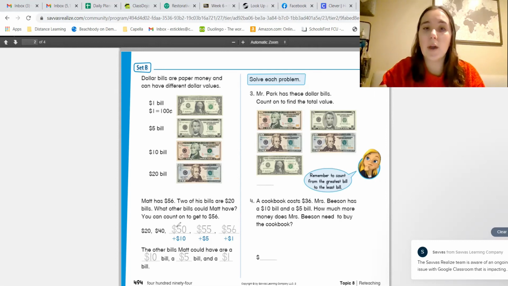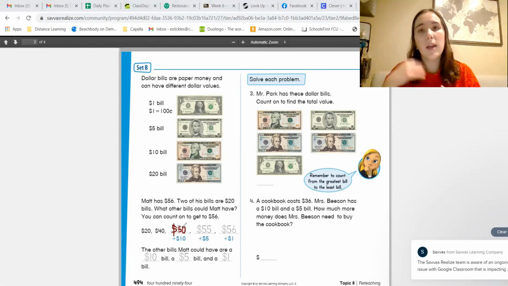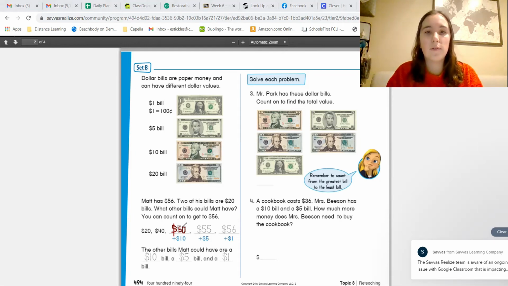So let's see what happens when we add a $10 bill. Well, if I add 40 plus 10, I would get $50. So draw my dollar sign and my 50. And if I added another $10, that would be 60. So I can't add another 10. Let's try a $5 bill. Well, if I do $50 plus 5 more, that would be 55. I can do that. That's not too much.